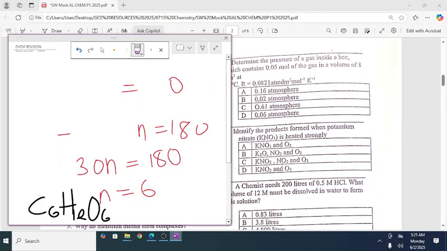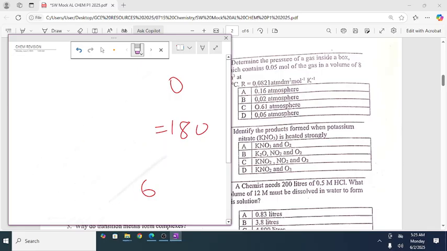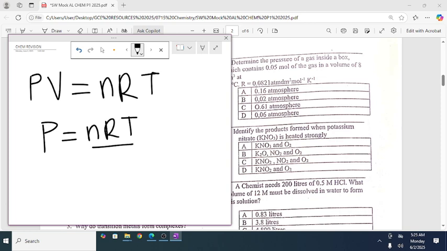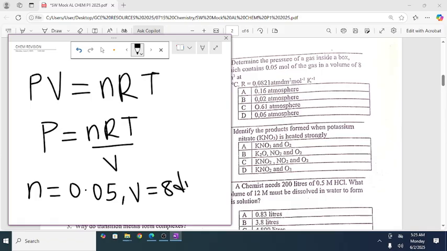We are looking for the pressure. So if we use the ideal gas equation, PV equal to nRT, my pressure will be equal to nRT divided by V. Now what is n? Number of moles. It is 0.05. My V is equal to 8 cm cube. What next? We have our R as a molar gas constant, and then we have the temperature.